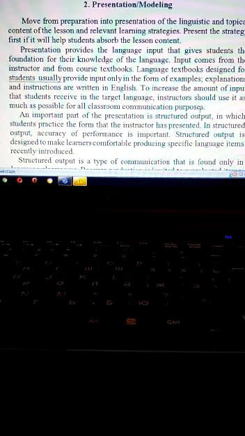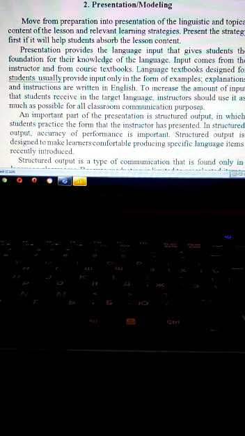Move from preparation into presentation of the linguistic and topical content of the lesson and the relevant learning strategies. Present the strategy first if it will help students absorb the lesson content. Presentation provides the language input that gives students the foundation for their knowledge of the language. Input comes from the instructor and from course textbooks.